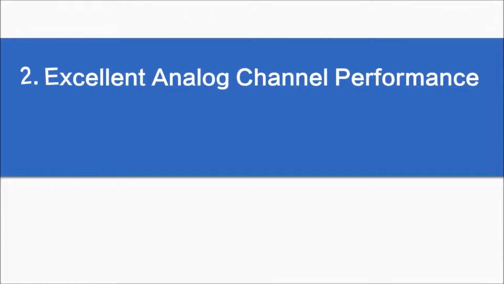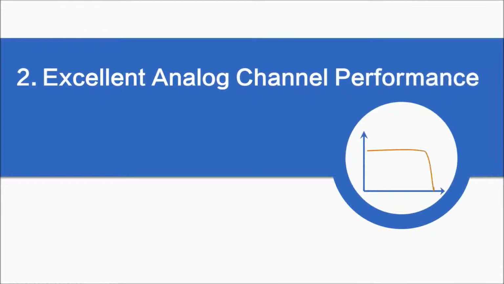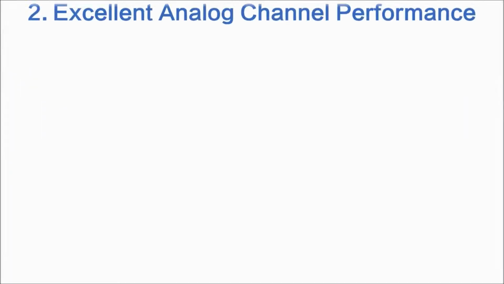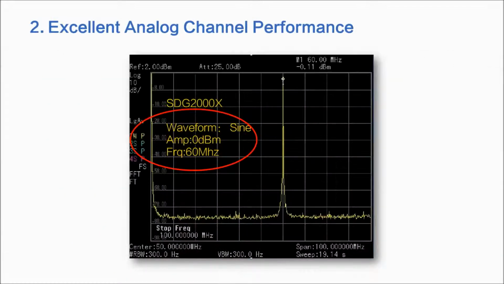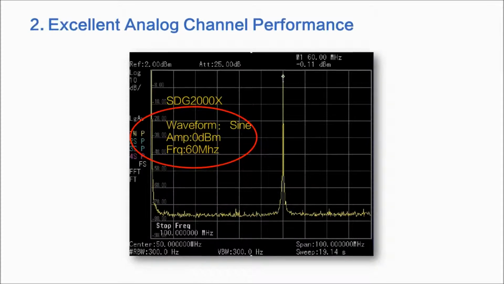The SDG2000X has excellent analog channel performance. Its bandwidth for the analog channels is greater than 120 MHz when performing a frequency response test with white noise. The SDG2000X has high fidelity sine wave output. Almost no spurious waveforms are observed at a frequency of 60 MHz and an amplitude of 0 dBm.